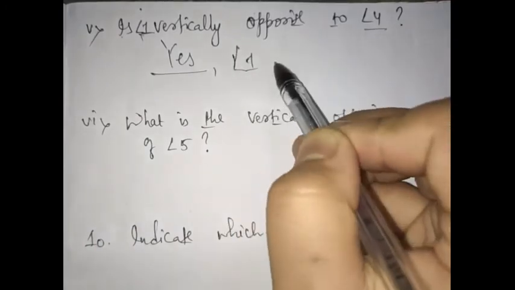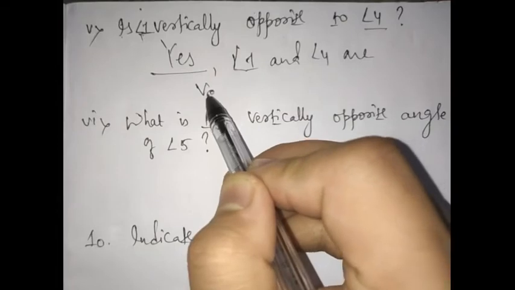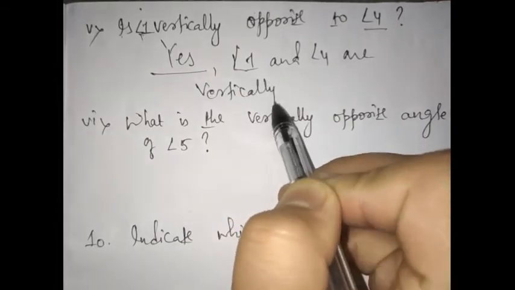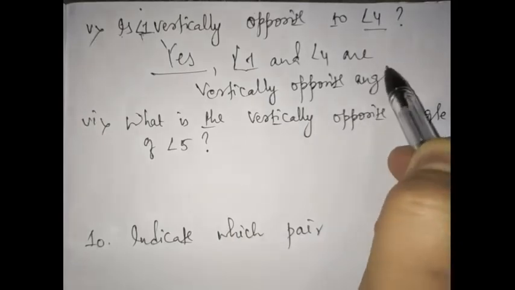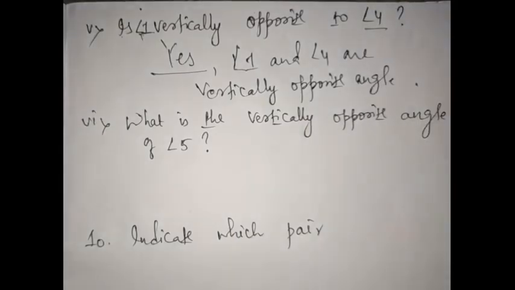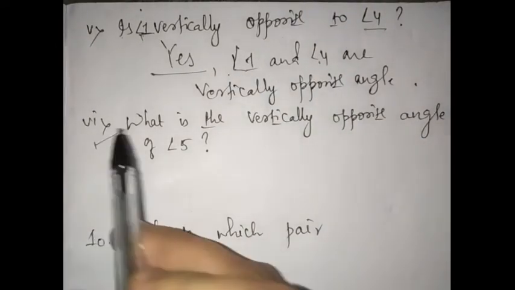Angle 1 and angle 4 are vertically opposite angles, isn't it? So in the figure it is given, and you know what is a vertically opposite angle. So the angles which share the vertex and are on the opposite side, having a single vertex, right? So angle 1 and angle 4 are vertically opposite angles. So now next, part 6.